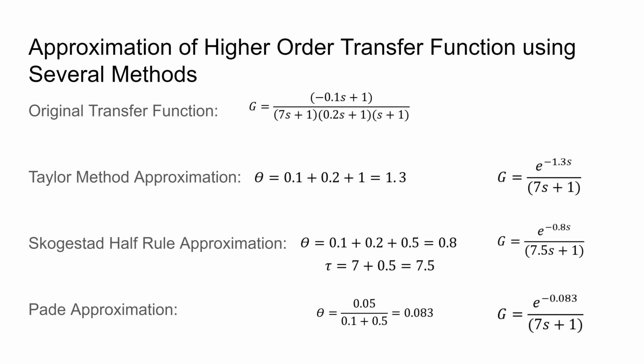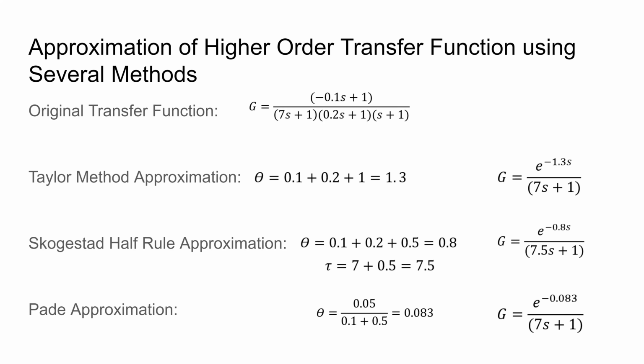So in this case, the 0.1, 0.2, and 1 are all significantly smaller than 7. So you remove those terms and take those time constants, add them together, get a theta value of 1.3. And that simply becomes your time delay in the new transfer function. You can see G is now equal to e to the negative 1.3s over 7s plus 1.